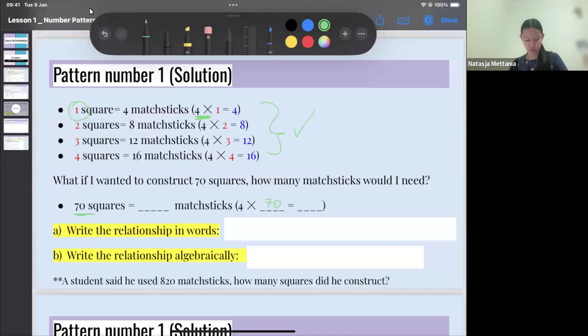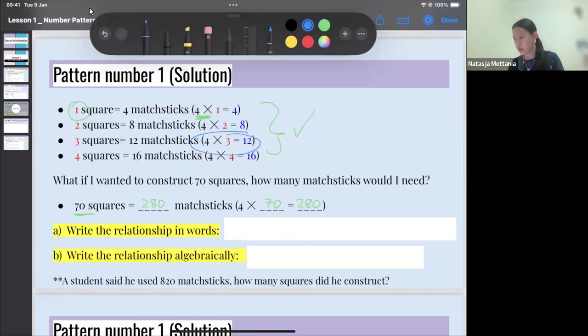Okay. That should give me 280. That means 70 squares is equal to 280 matchsticks. Now, the reason why I came up with this type of rule here is because it makes it easier if the number of squares is a very large number, like 70 squares.